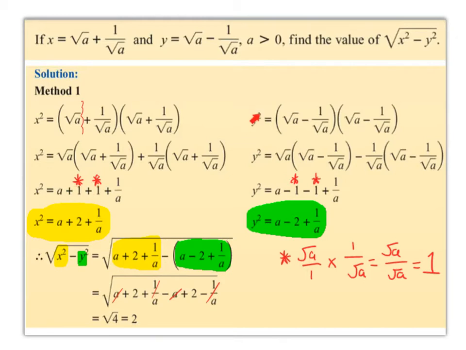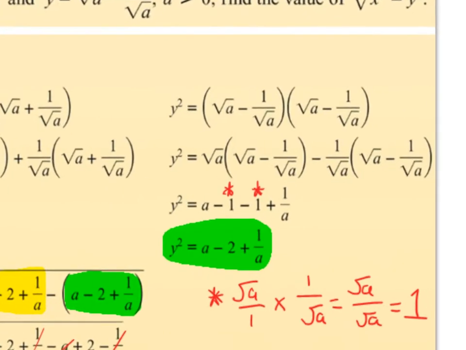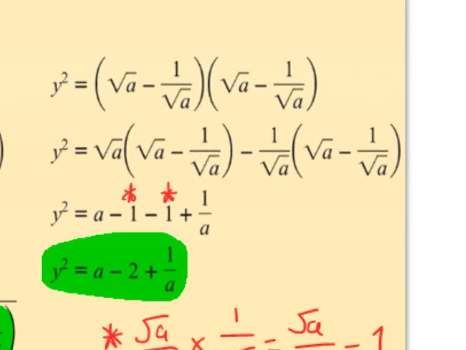Okay, next is y squared. So if y is root a minus 1 over root a, then y squared is going to be root a minus 1 over root a multiplied by itself. So we have root a minus 1 over root a multiplied by root a minus 1 over root a. So we crack open the first egg. The root a comes down. It's stuck on to root a minus 1 over root a. Then the minus 1 over root a comes down.